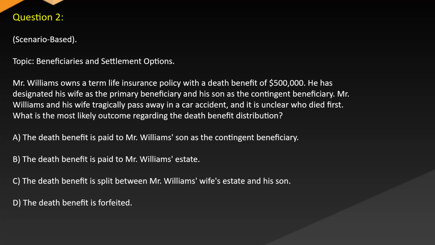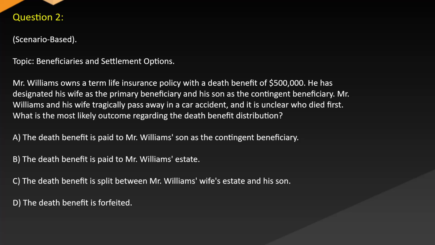Question 2. Scenario-based. Topic: Beneficiaries and settlement options. Mr. Williams owns a term life insurance policy with a death benefit of $500,000. He has designated his wife as the primary beneficiary and his son as the contingent beneficiary. Mr. Williams and his wife tragically pass away in a car accident, and it is unclear who died first. What is the most likely outcome regarding the death benefit distribution?